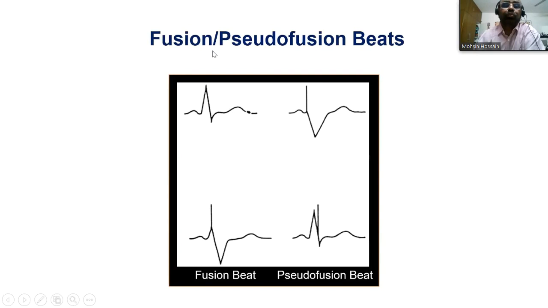Pseudo fusion and fusion beats are not malfunction, they are pseudo malfunction. This is a sinus beat and this is a capture beat, mainly pacing followed by QRS complex. And this is a fusion beat, when the spike and the normal conduction combine, so the beat is in between the sinus and paced beat. And the pseudo fusion beat is when there is a spike over the QRS complex, but the beat looks like a sinus beat. We can see this in the pacemaker.